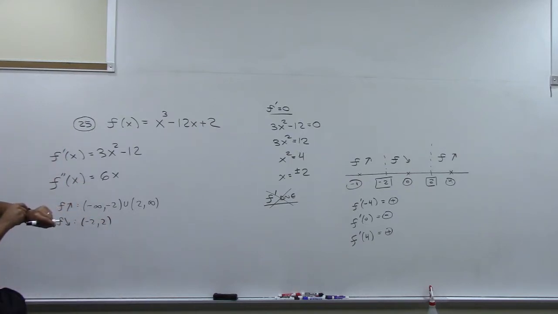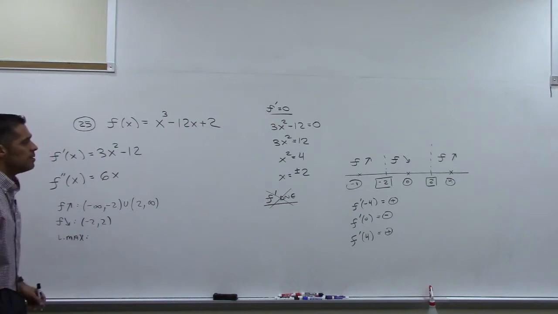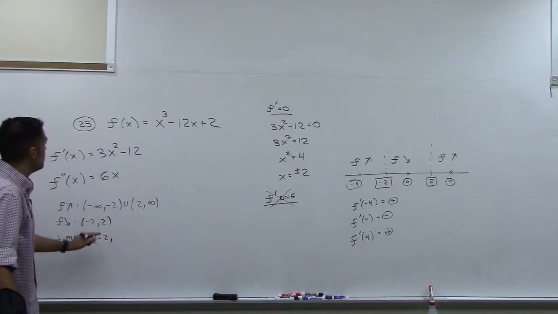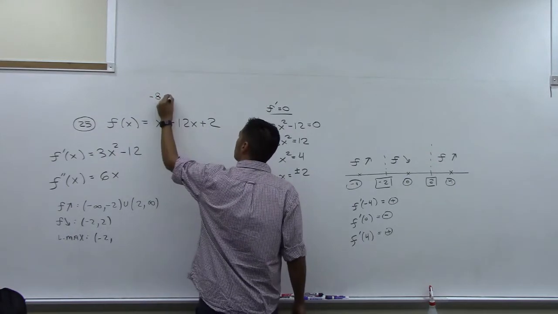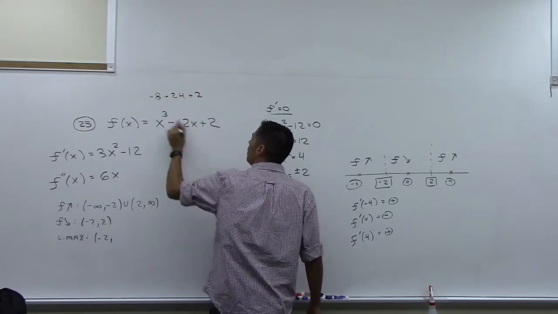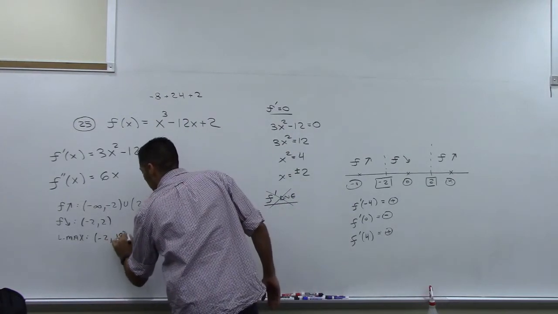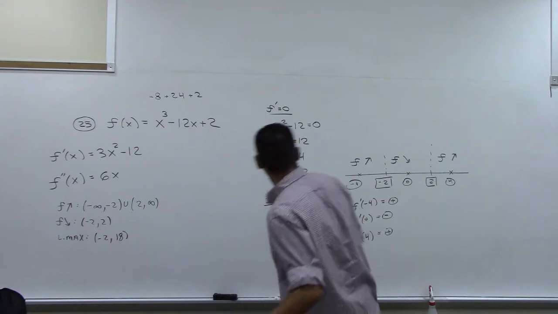Let me just check this real quick. Okay. All right, so we have a local max at -2. So that's when we get, this is a point, negative 2 goes into the original function. When I plug negative 2 in here, let me see, I get negative 8, I get plus 24, and then plus 2. So negative 8 plus 24 is 16, plus 2 is 18. So that point right there, negative 2, 18, is going to be a local maximum, and that's because we went up and down.